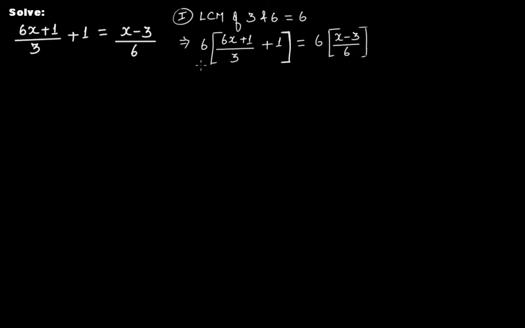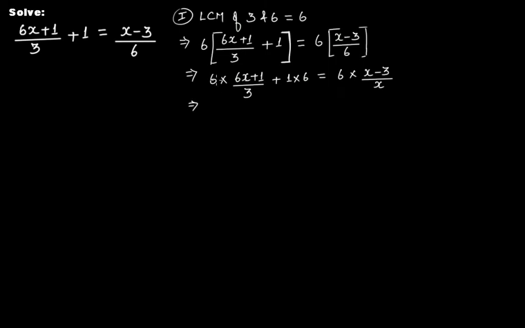Okay, so if you solve it, you get 6 times 6x plus 1 by 3 plus 1 times 6 is equal to 6 times x minus 3 by 6. This is the distributive property of multiplication over addition of numbers, right? Same thing we have done here.